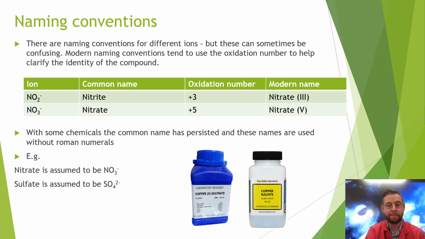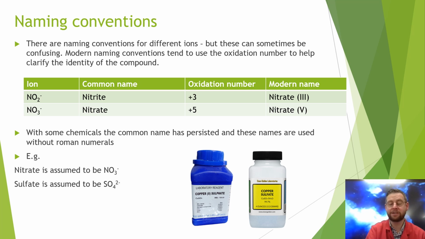Now, this is in most situations, but there are a few chemicals that maintain their old-fashioned names just because they're so commonly referred to by those old names. Copper sulfate, for example, will always be copper sulfate. But in the modern naming convention, we would call it copper 2 sulfate. It's the same chemical, we're just being more precise about the oxidation number. Now, all nitrates you see on a bottle are the NO3-, and so they are essentially nitrate 5. It might not say that on the label, but trust me, that is what it is.